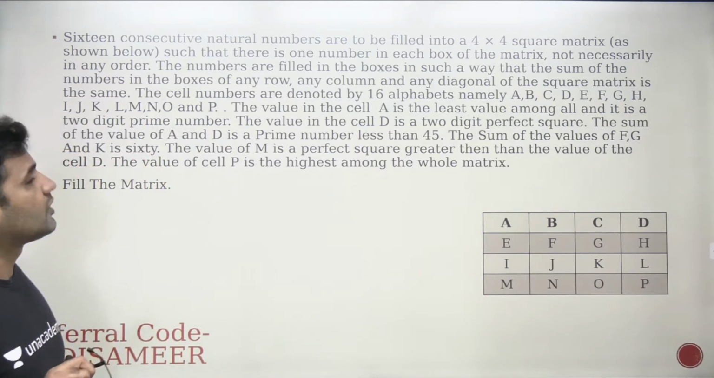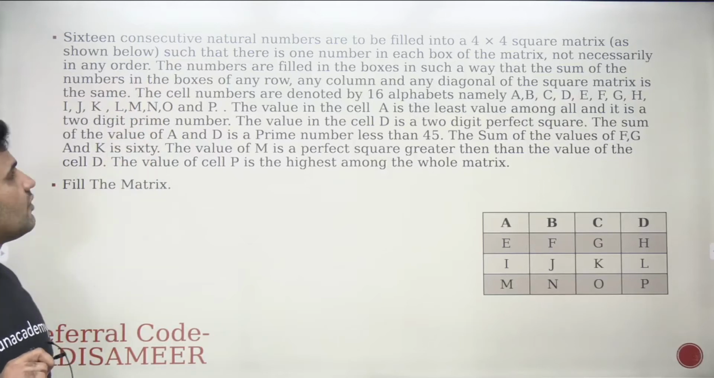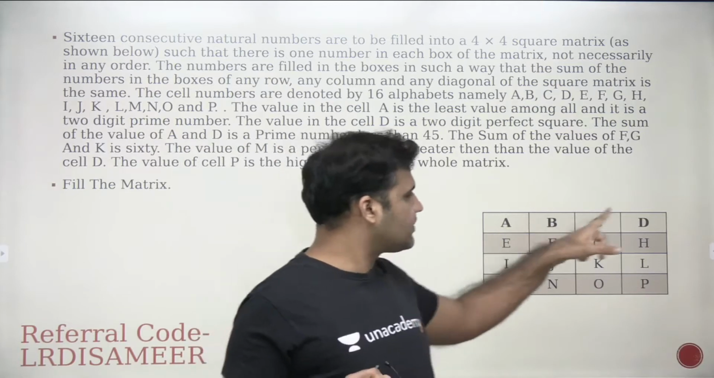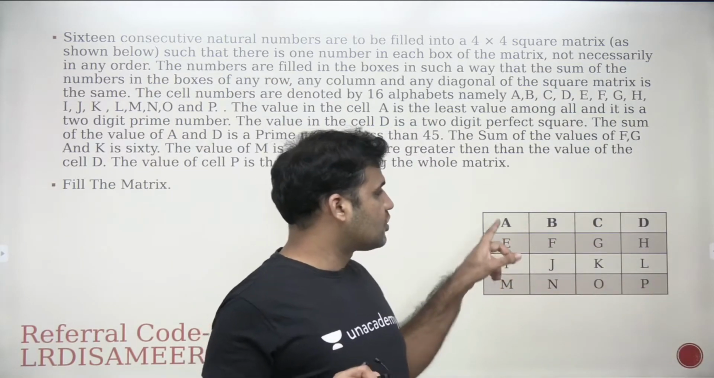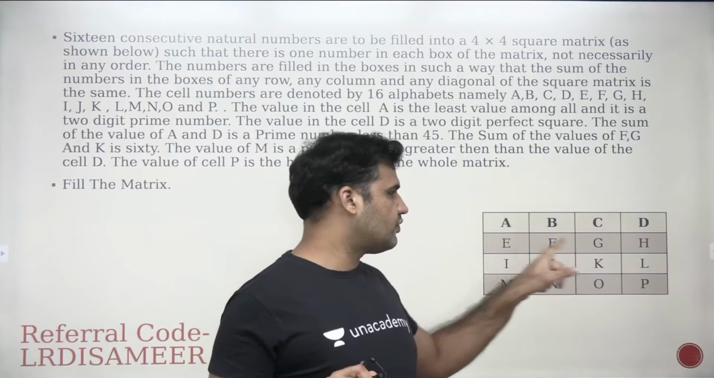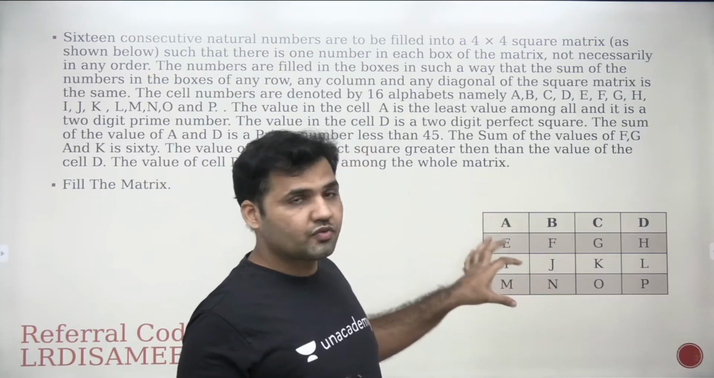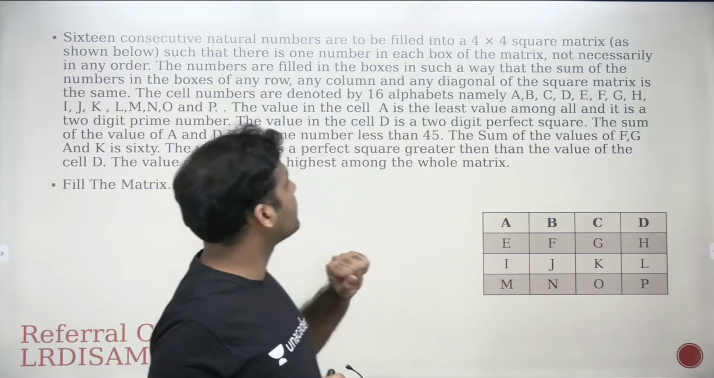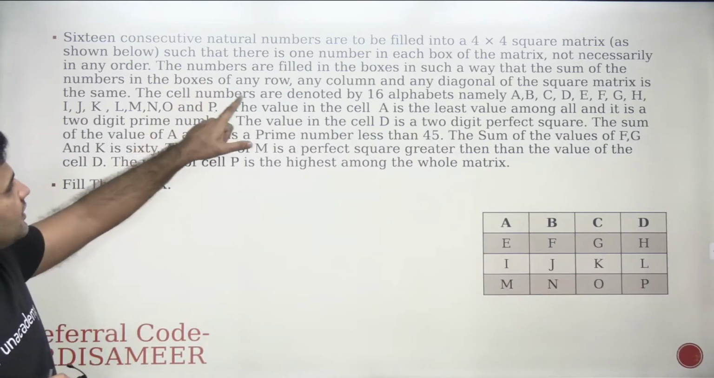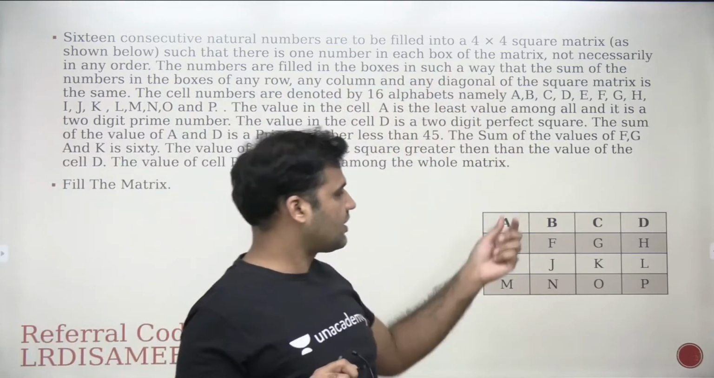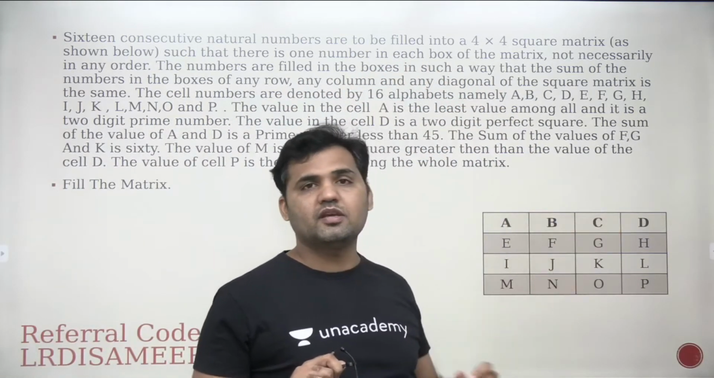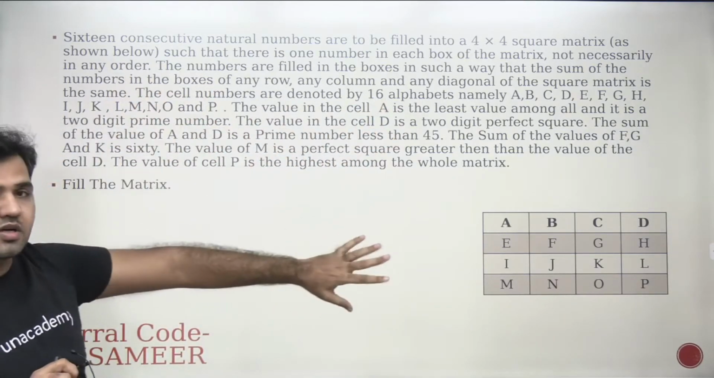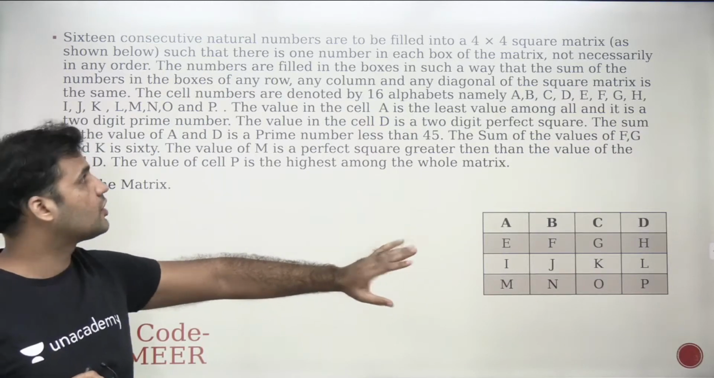Let's read it through. The question says 16 consecutive natural numbers are to be filled into a 4 into 4 square matrix. So we have this 4 into 4 square matrix. So the total number of cells you can see is 4 into 4, that is 16, and we are supposed to fill 16 natural numbers in this 4 into 4 square matrix, such that there is one number in each box of the matrix. Every cell should be filled with one number. Not necessarily in any order. There's no fixed order given here.